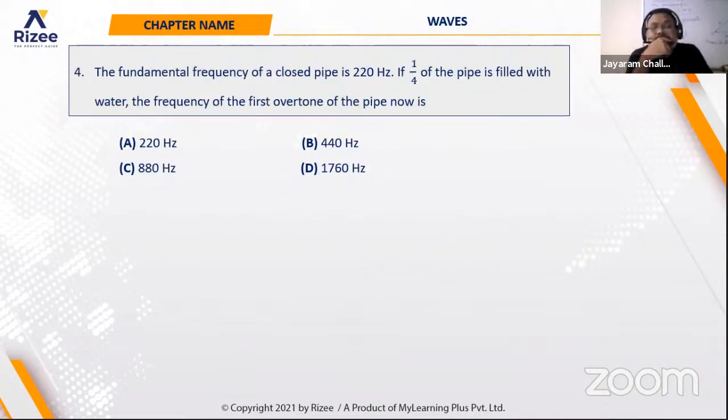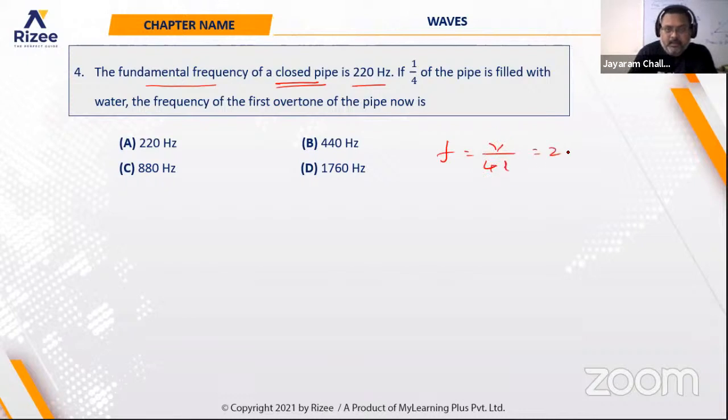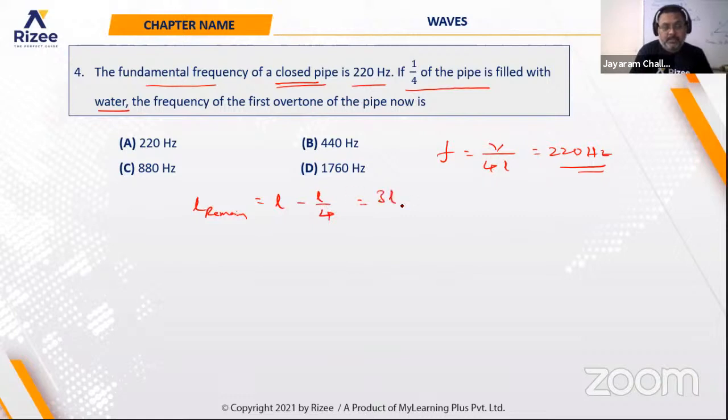Now, next one, the fundamental frequency of a closed pipe is going to be this much. That means V by 4L is equal to 220 hertz. This is the information he has given. Now, when 1/4 of the pipe is filled with water, that means you're closing 1/4 of the pipe. So what is the remaining length of the pipe? L remaining is equal to L minus L by 4 that is closed, which is 3L by 4. This is your remaining length of the pipe.